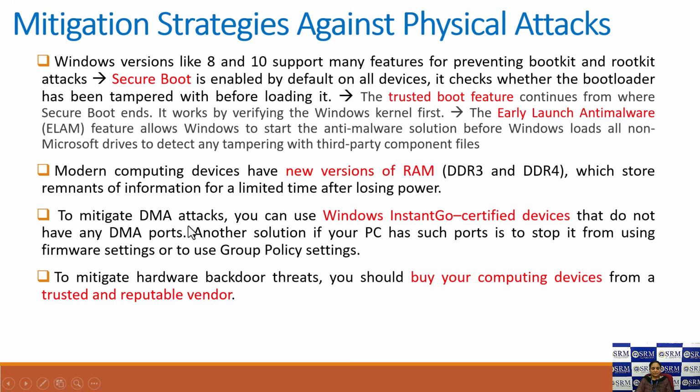And to mitigate the DMA attacks, we can use the Windows InstantGo certified devices. So these modern computers have newer versions. I said even after losing power, for some amount of time the RAM will have the value. So once you reboot it again, for example the cold boot attack, right, you can retrieve back the data. So in that case, we can use the Windows InstantGo certified devices that do not have any DMA ports at all. And to mitigate the hardware backdoor threats, we should buy computing devices from a trusted and reputable vendor. Best advice.